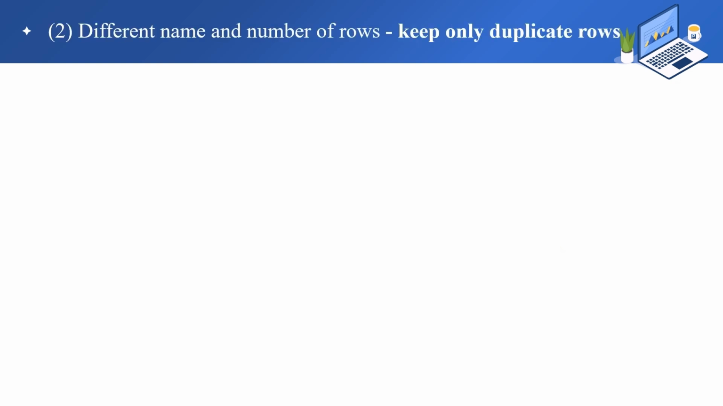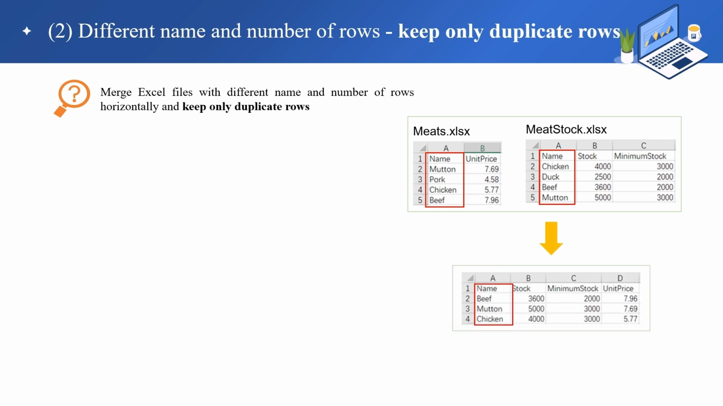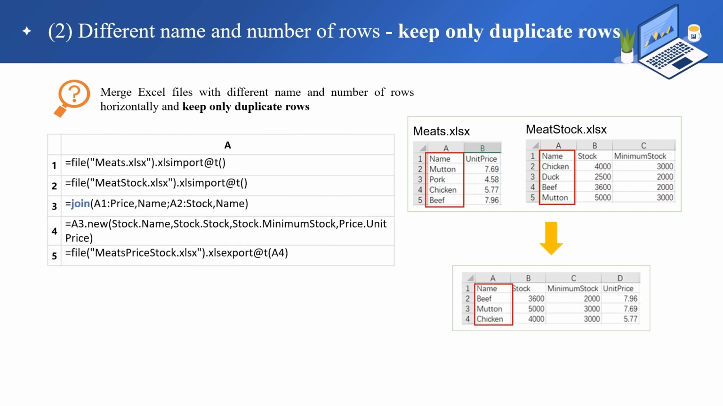Different name and number of rows, keep only duplicate rows. We still take the above-mentioned two tables as an example. Now we want to merge them and keep only duplicate rows. That is, after merging, only beef, mutton and chicken that are common to the two tables are retained. Associate the two tables. The join function without option means inner join, which will keep only the rows that are common to both tables after merging.